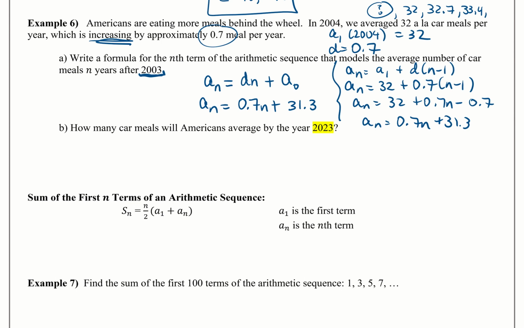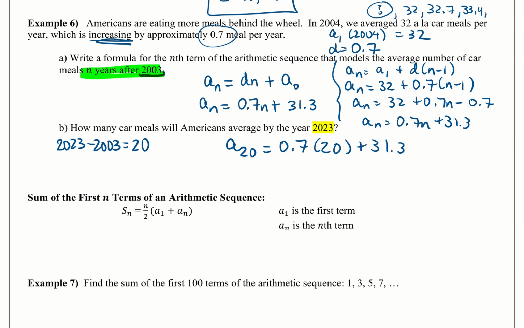We now want to find out how many a la carte meals Americans average by the year 2023. Now, keep in mind, the way that the term number is defined is how many years we are after 2003. So now we are 20 years later. I got that by just subtracting to see how many years have gone by. So we're looking for A sub 20. So once I have that general term, I can just substitute in a 20 and just plug that in essentially.